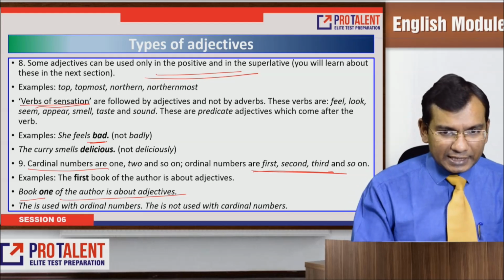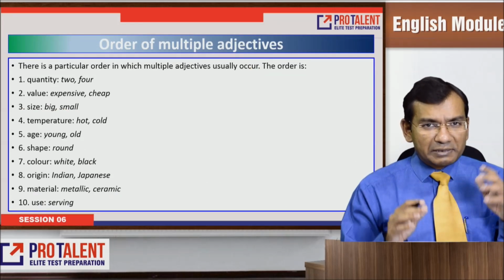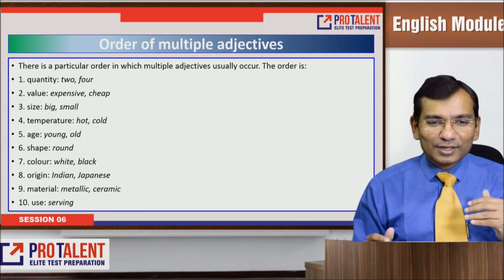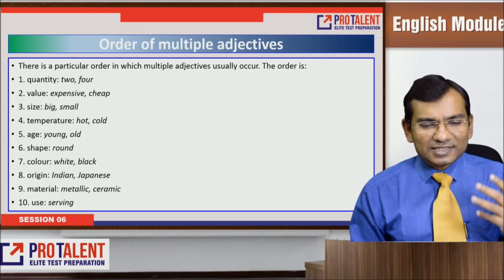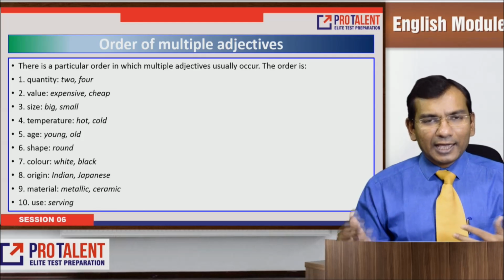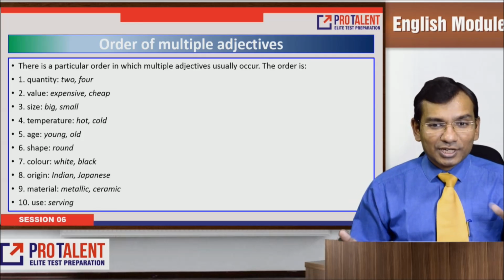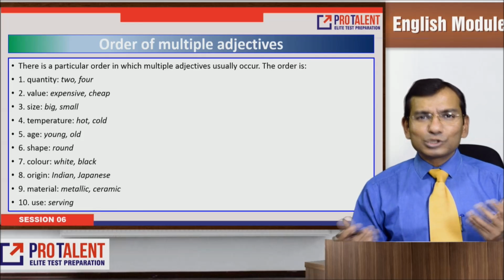ओके, चलिए देखते हैं. अब आता है सवाल कि सर ये आपने भी बताया अगर मल्टीपल एडजेक्टिव है तो ऑर्डर क्या है. ये रहे आपके सामने ऑर्डर. सबसे पहले क्या होगा? क्वांटिटी आएगा, फिर आएगा वैल्यू, फिर आएगा साइज, फिर आएगा टेम्परेचर, एज, शेप, color, origin, material and usage. You may ask, sir, how do I remember all this? ये 10 के 10 ऑर्डर है, मुझे याद रखने हैं.